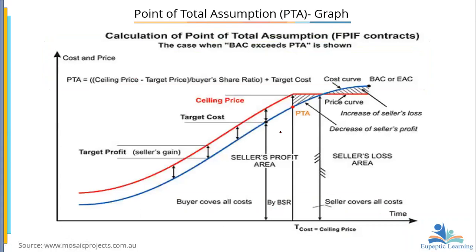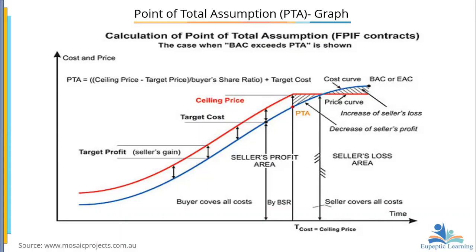So this is the graph here. You may come across this graph. The formula we know, so cost and price against time. The cost curve, remember the cost curve is an S curve. If you went through the slides, you always see that the cost curve is an S curve, in other words, the cost baseline. Then you see this one is the price, or the actual price curve. So look at it here. We have a point where the buyer covers all the cost, and then we have where the seller covers all the cost.